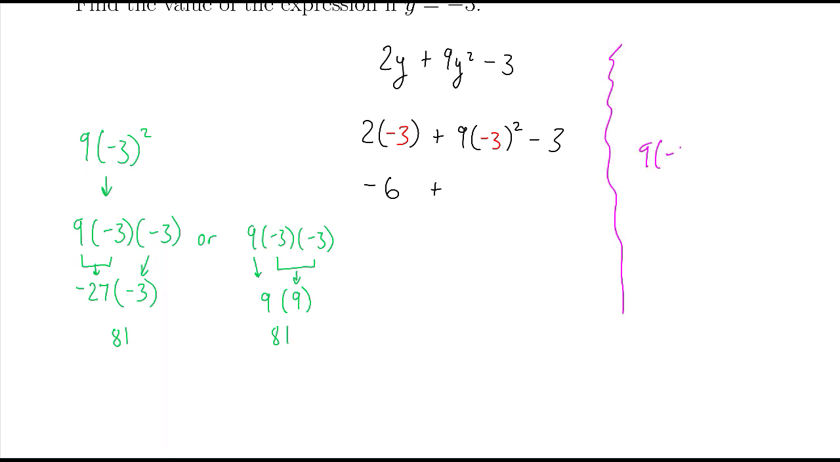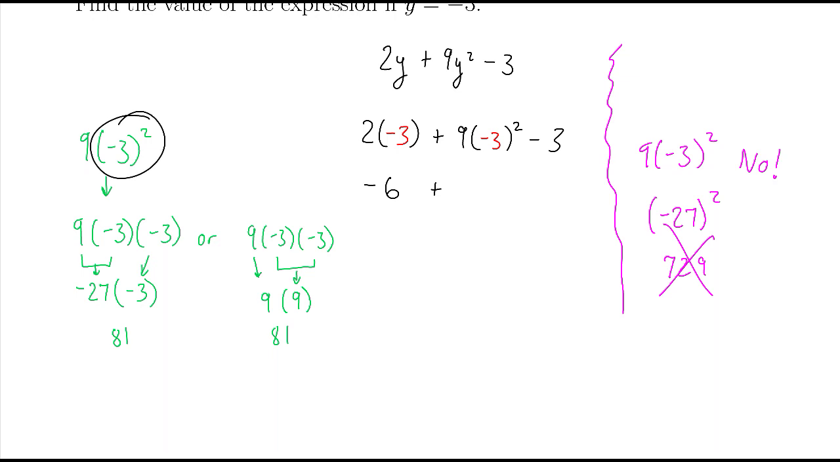9 times negative 3 squared does not become 9 times negative 3, which is negative 27 squared. Okay, that is not going to be the same thing as 9 times negative 3 times negative 3, right? 27 squared is, what, 729? That is clearly not equal to 81, right? So we don't do this, right? No. Okay, so if you go with the old-fashioned rule of squaring the negative 3 first to get positive 9, then multiplying 9 times 9 to get 81, you're doing this, you're good.